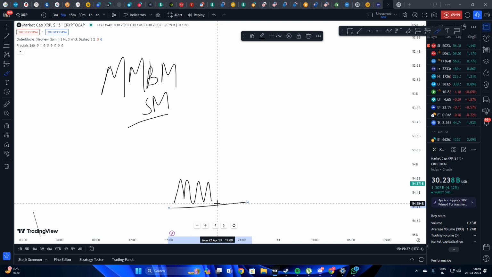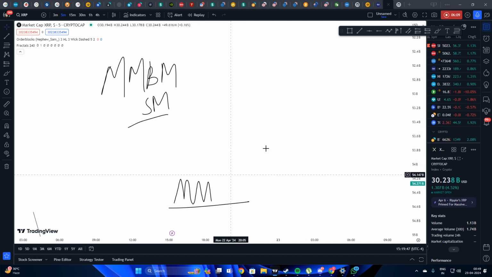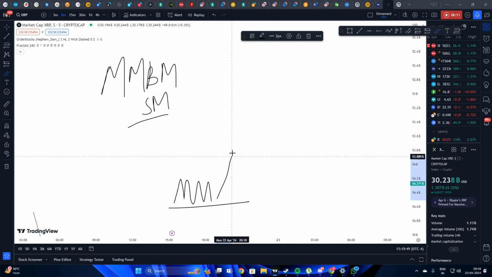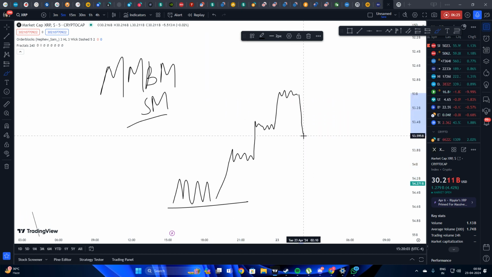This is the original consolidation which happens. In a sell model, the market breaks above, consolidates again, goes up, consolidates, goes up, consolidates, goes up, consolidates. This happens three to five times, mostly four times, and then it goes down.